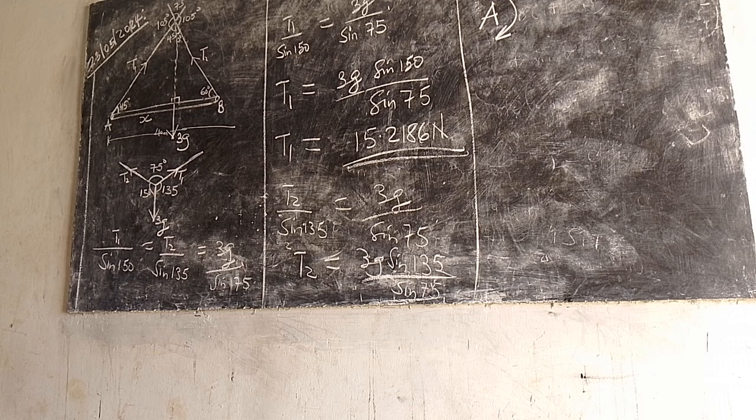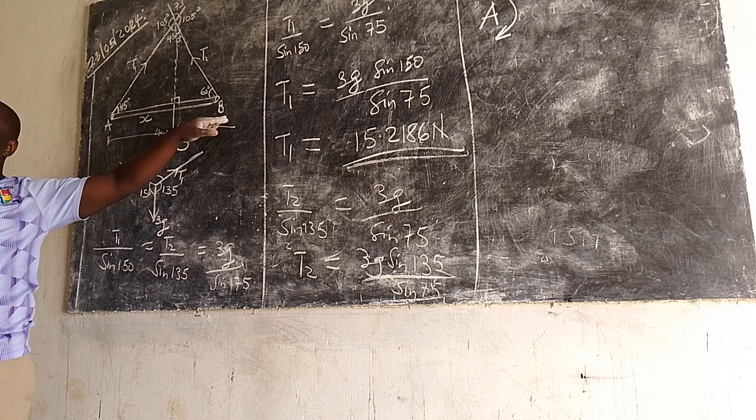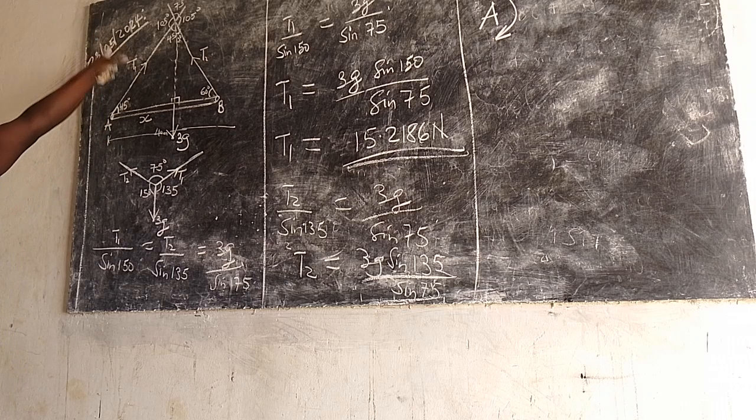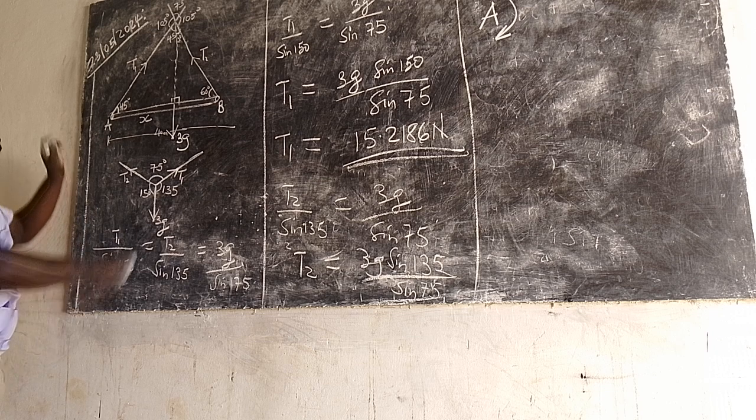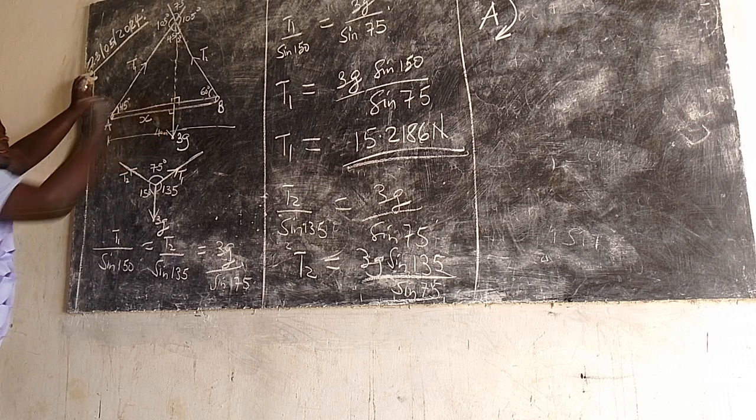Of action. We remember very well that the sum of the clockwise moments is equal to the sum of the anti-clockwise moments for any particular body to be in equilibrium. Since this one is lying horizontal with these strings supporting it, it is in equilibrium. And if it is in equilibrium, then the sum of the clockwise moments is equal to the sum of the anti-clockwise moments.